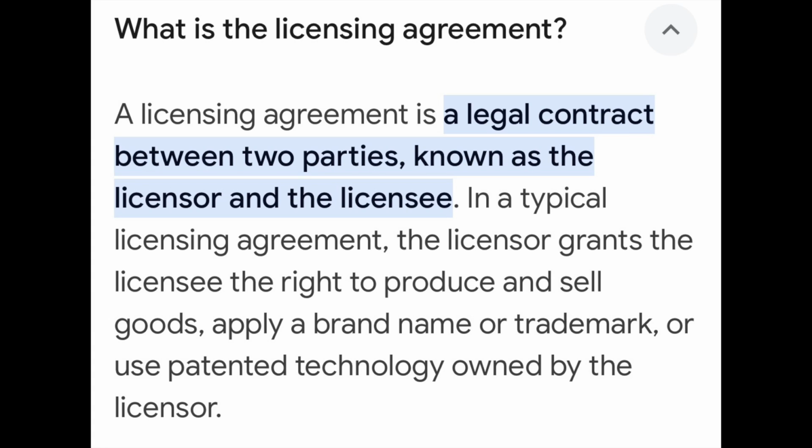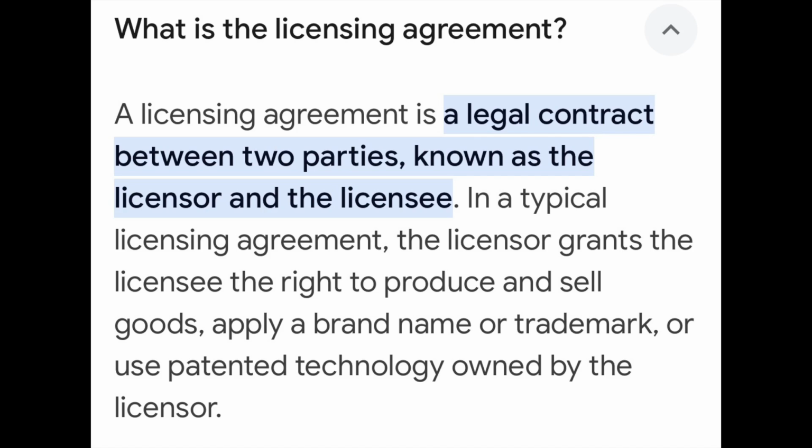What is a licensing agreement? A licensing agreement is a legal contract between two parties known as the licensor and the licensee. All right, you are the licensor if you're the inventor, and you're going to rent your idea to a company. That is called the licensee. You're going to license your idea to a company, and they are the licensee.